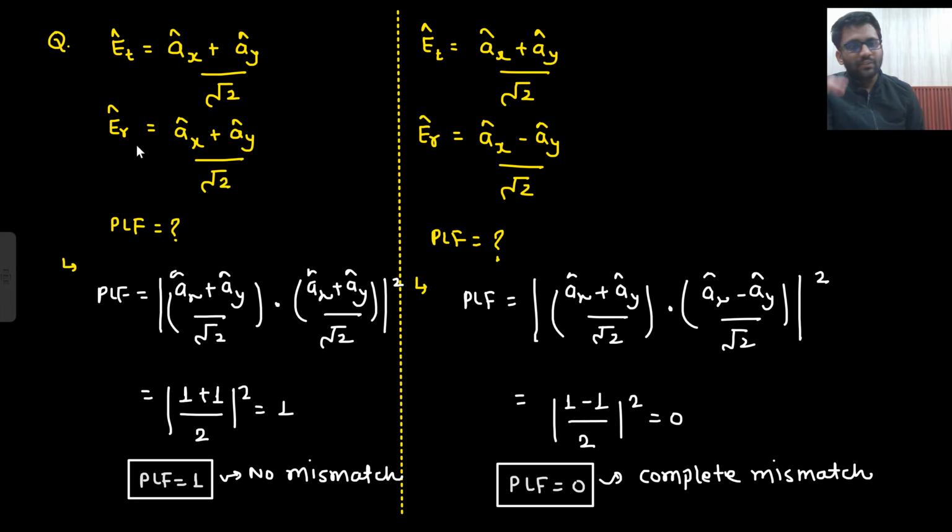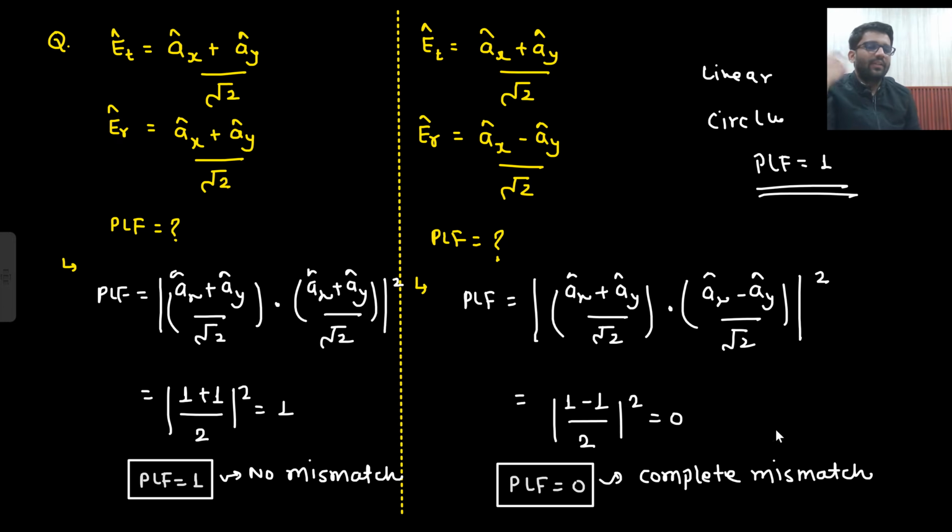Transmitted and reflected waves are linearly polarized and both are polarized in the same direction. Then you can say that your polarization loss factor will be 1. Whenever these statement-wise questions come, every time you should take an example. Let's say in the examination I have written the statement that if your transmitted wave is linearly polarized and your received wave is circularly polarized, then your polarization loss factor will be 1.